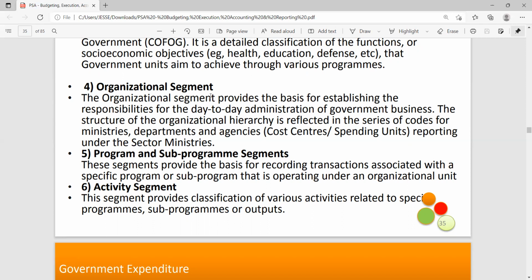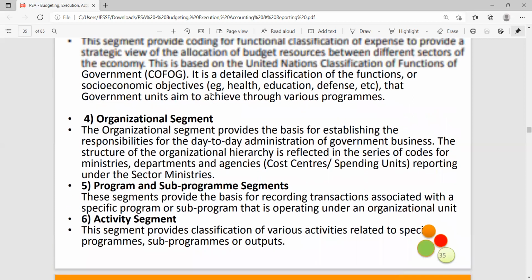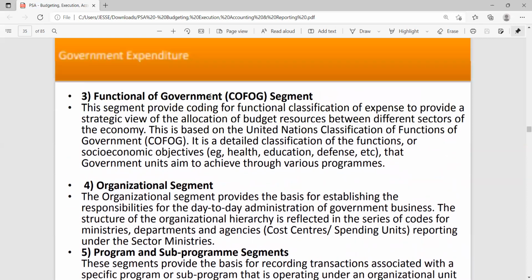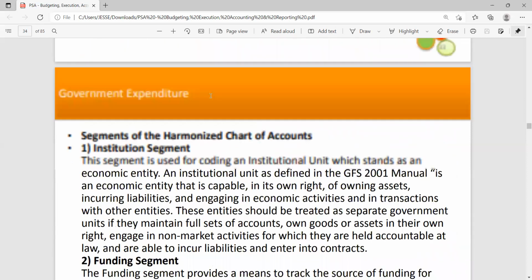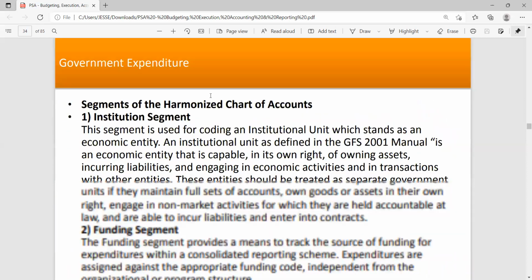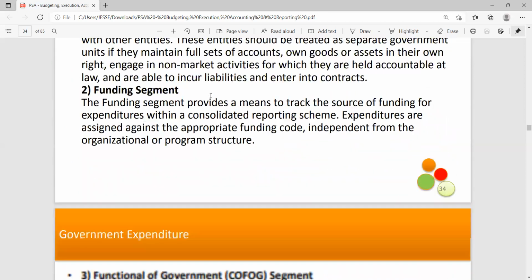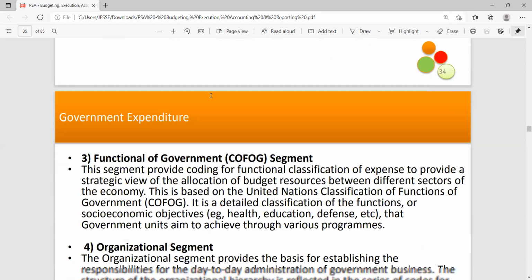Number 5, program and sub-program segments. These segments provide the basis for recording transactions associated with a specific program. So here you are looking at recording transactions for a specific program or even a sub-program, which is usually operating under an organizational unit. Remember, we explained an organizational unit to be basically an economic entity.